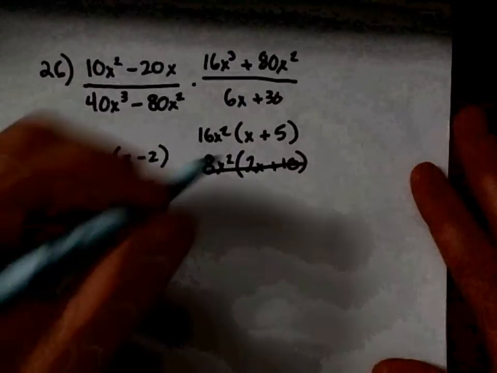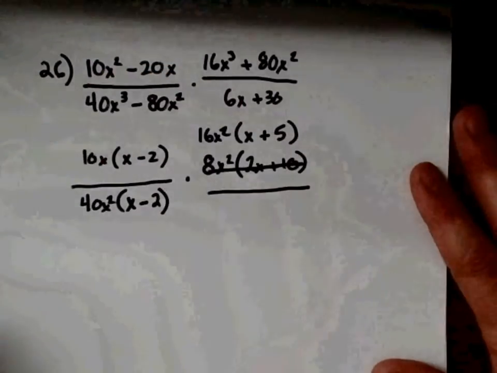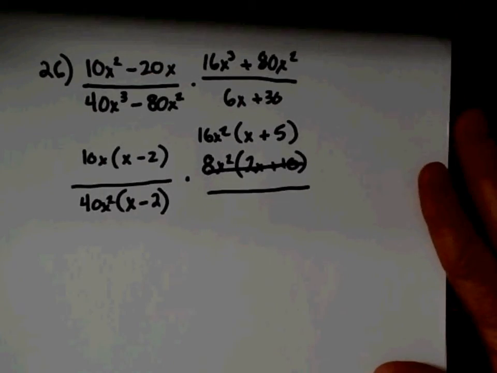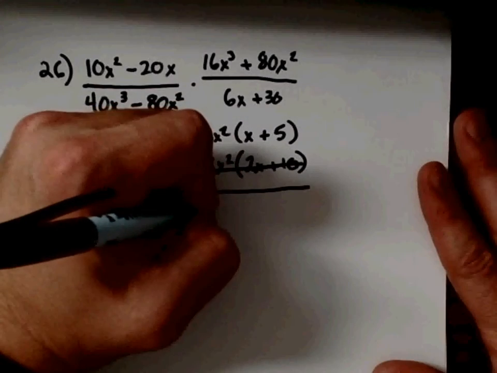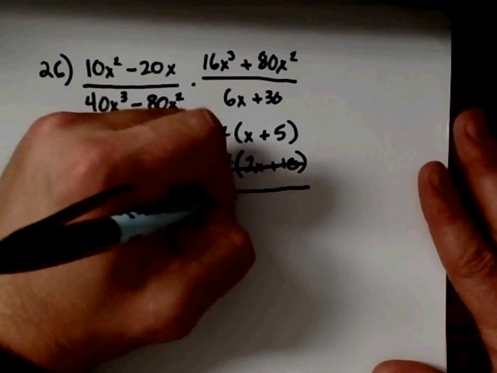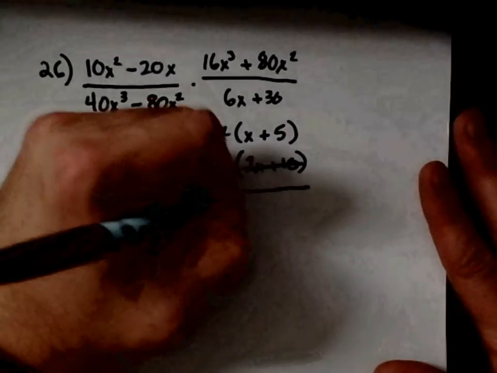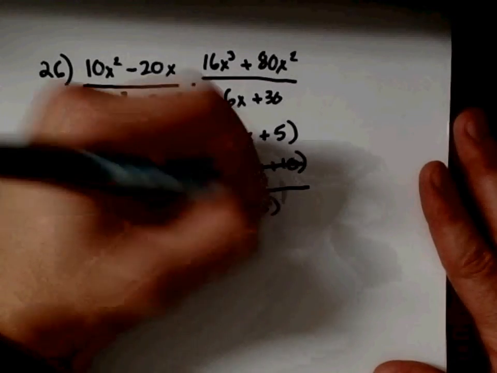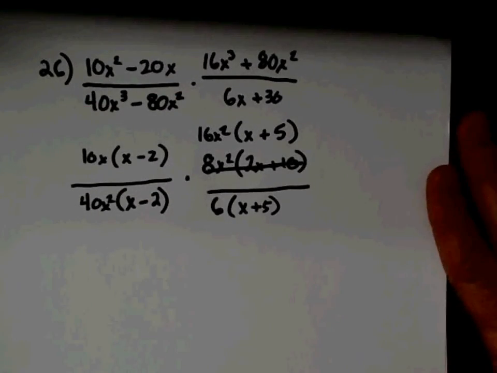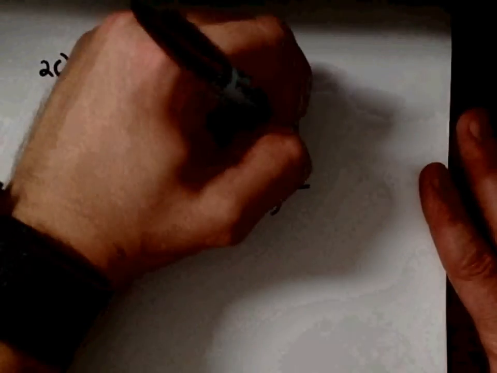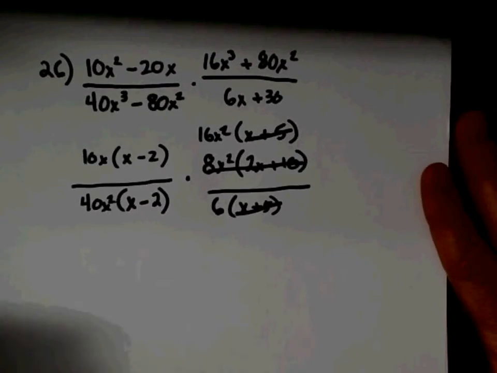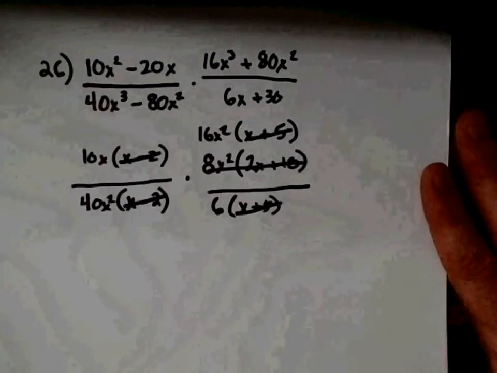Okay. All right, so what about the bottom? What's the GCF? 6. What does it leave me with? x plus 5. All right, so now let's look and see what we can cancel out. Right off, this jumps out that I can cancel both of those, right? And right off, I can cancel both of those.